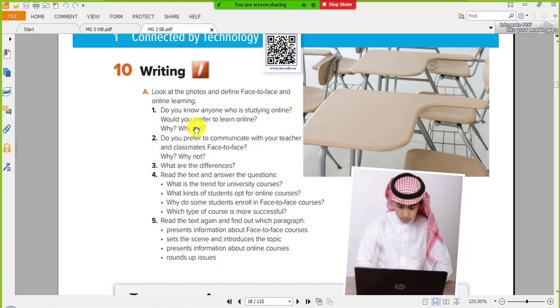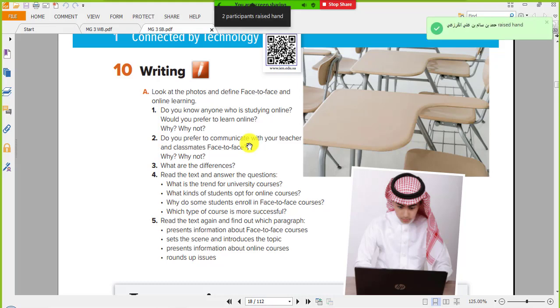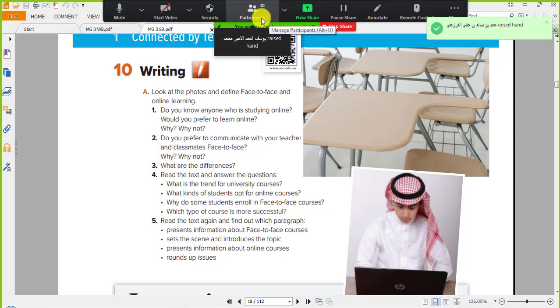We talk about this. Number one, do you know anyone who is studying online? Guys, do you know anyone who is studying online? The answer is, of course, all of you. Yes. Nowadays, we are studying online because of the problem that we are in now, because of the coronavirus. So almost all students in Saudi Arabia and other Arabic countries study online.